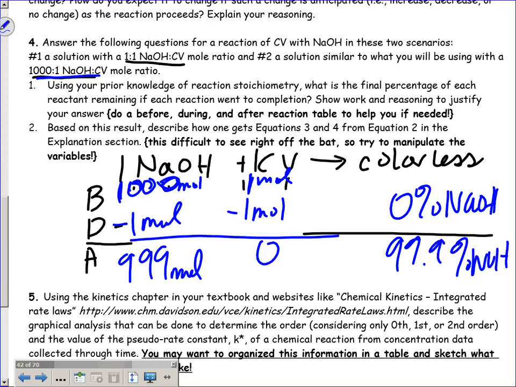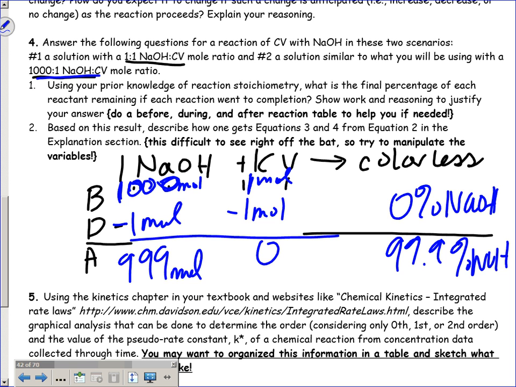So we have a very big difference in concentration. Is the hydroxide concentration going to change significantly over the course of this reaction? No, the CV is going to run out, right? It's totally the limiting reagent. It's going to run out like that. It's going to change from purple to clear. The hydroxide concentration is going to change a wee bit, but who cares because it's not significant. So that's going to be important when you find your rate law.